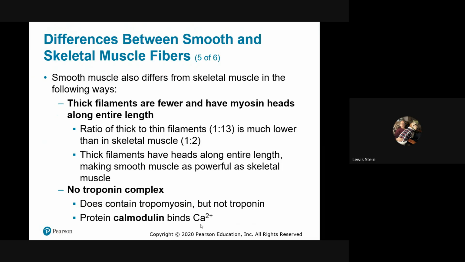It's called calmodulin. So there are certain names to remember. We have calmodulin to remember. We have varicosities to remember. We have caveolae to remember. We have the absence of troponin to remember. Just stuff like that.